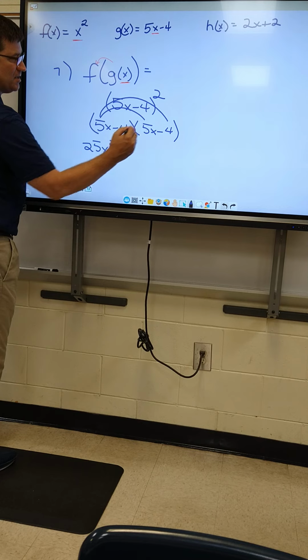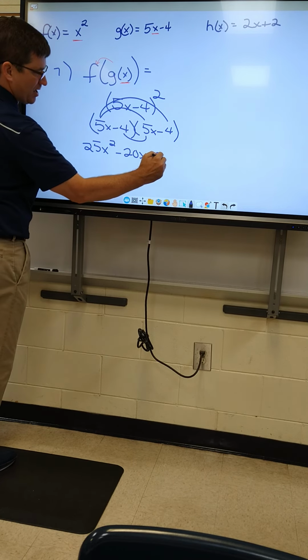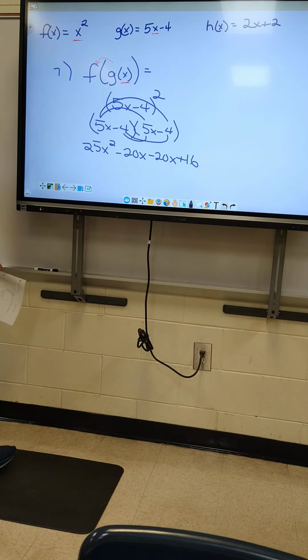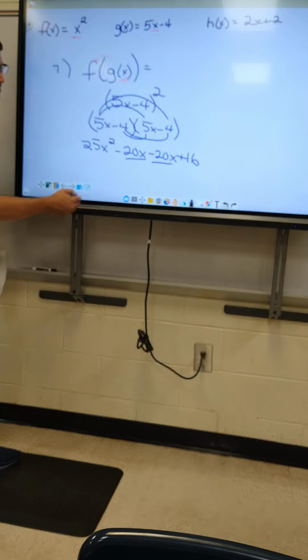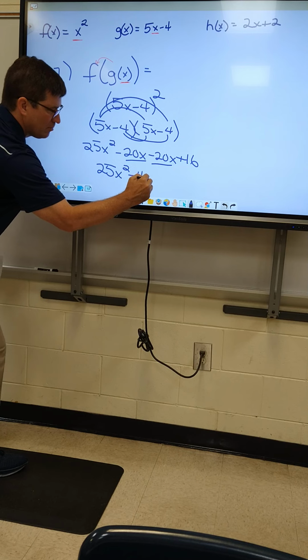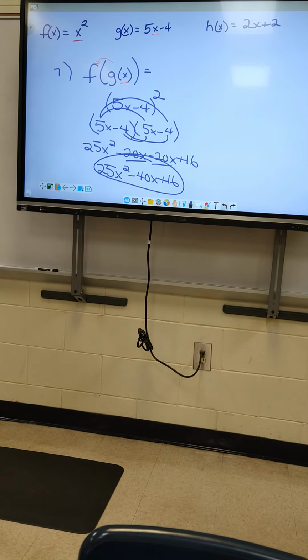All right, times these two numbers, I got negative 20. Times these two numbers, I got negative 20. And then I got positive 16. Where do you always look for the like terms? In the middle. So final answer, 25x squared minus 40x plus 16. That's what y'all should have for number 7.